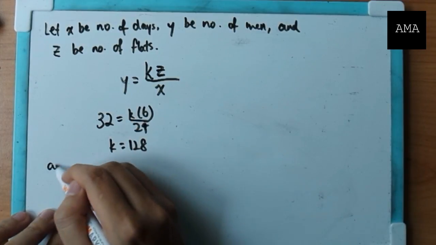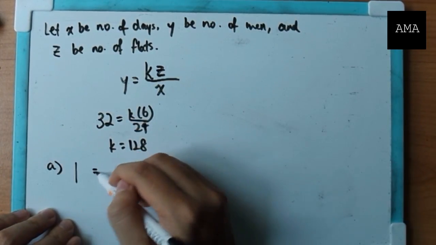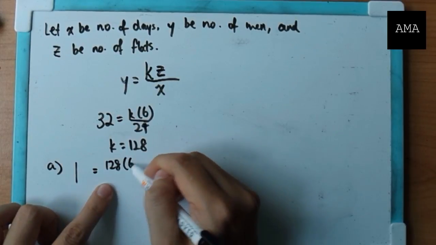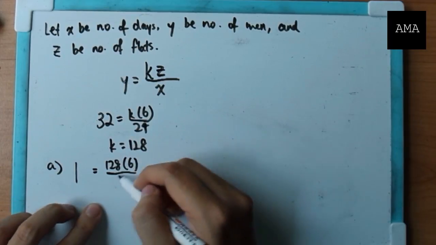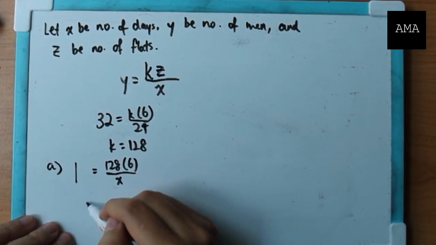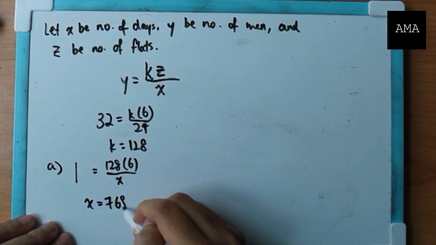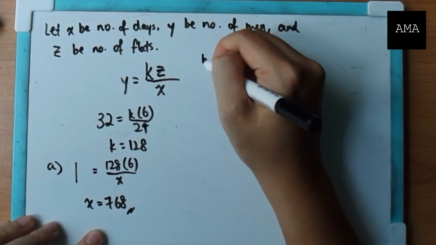For the first question, how many days will it take for 1 man to complete the job? So 1 man, 1/8 is my constant, times 6 flats. Again, the number of flats does not change here. Just multiply by x on both sides. You should get x is 768. Done. Now we do part B.